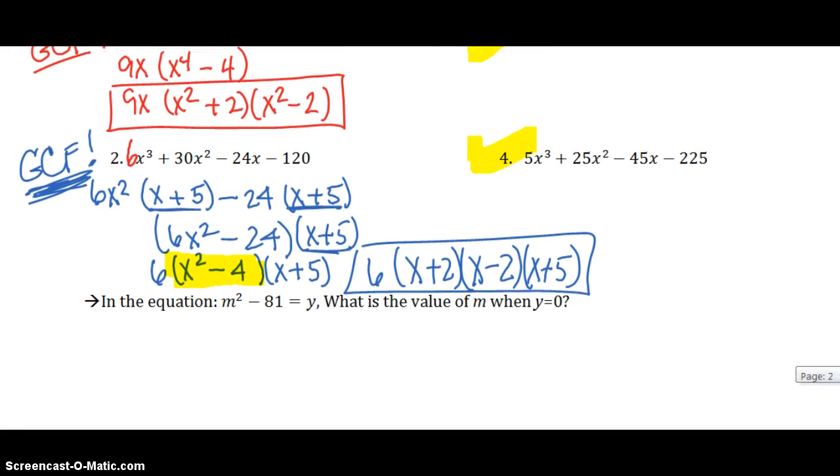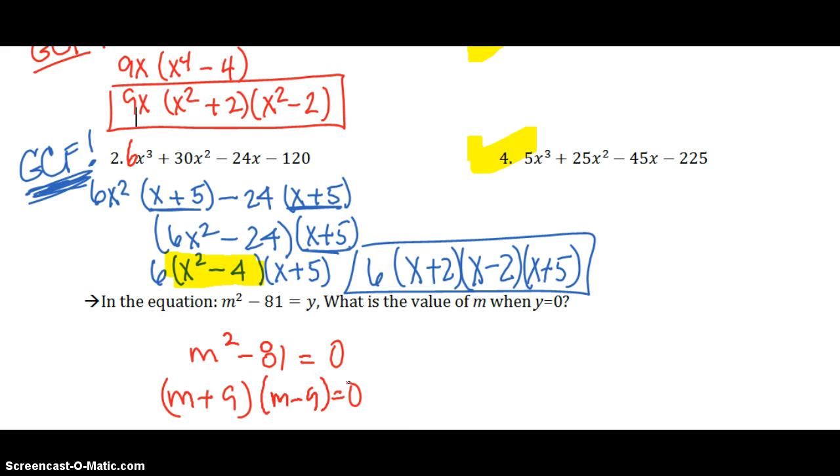Let's look at this last statement. It says, in an equation, m squared minus 81 equals y, what is the value of m when y is 0? Oh, well, m squared minus 81, if y is 0, I can factor that. That's a difference of squares. And I'll have 2 roots. So it can be a -9 or a +9. So don't forget how to solve when y is 0.